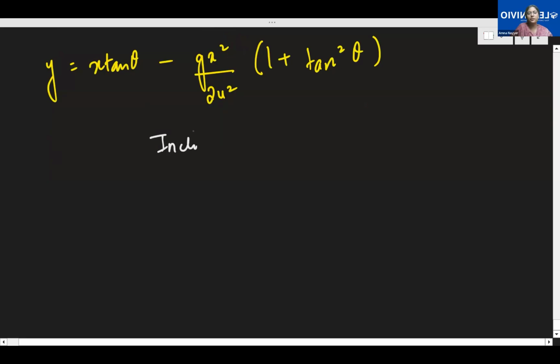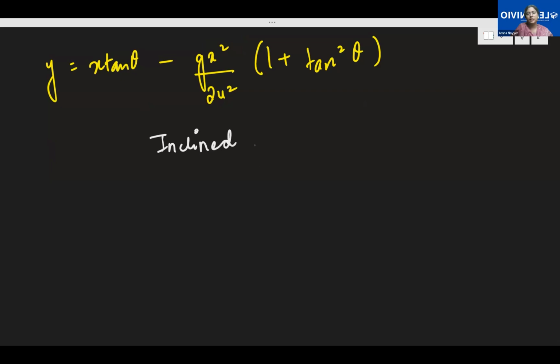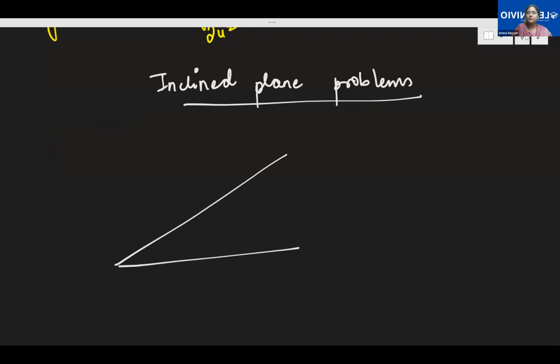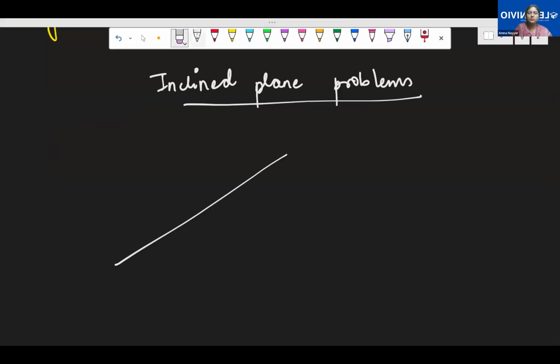But if I make this an inclined plane problem, it means, see, projectile, let's say we throw a ball from an inclined plane and it reaches the ground somewhere here. Okay, so this is what the inclined plane problem is.